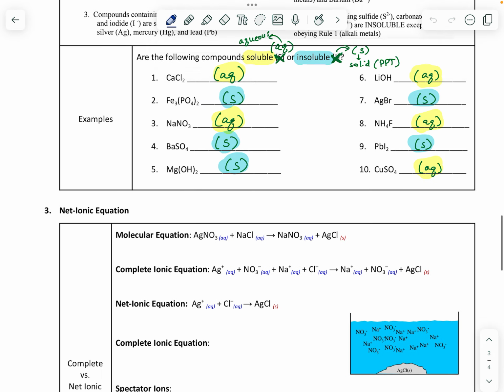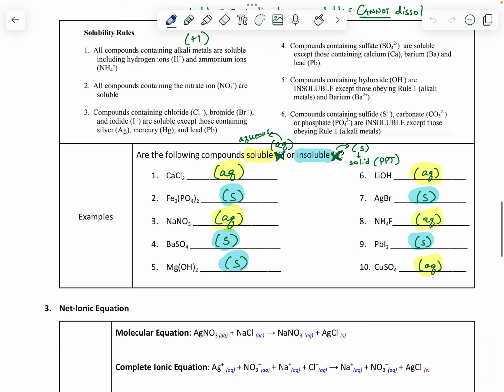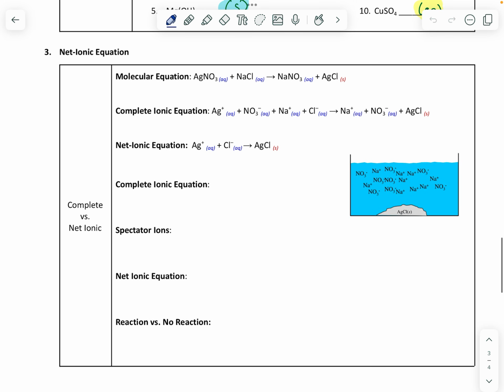And so we talked about the solubility rules up here last we met, and now we're going to apply it to this idea of these double replacement reactions. Our double replacement reactions are always going to start with two aqueous reactants. And then here you are going to use the solubility rules to identify if it is soluble or insoluble.